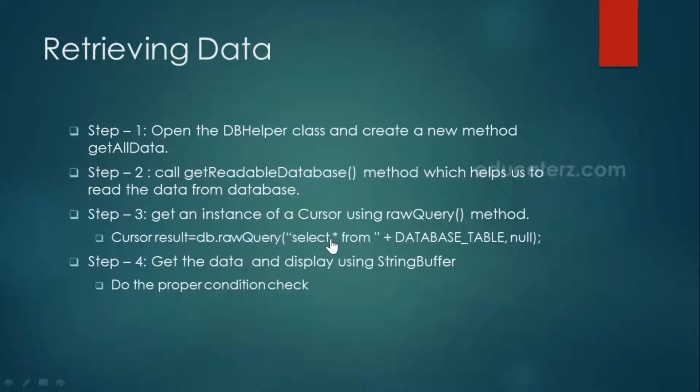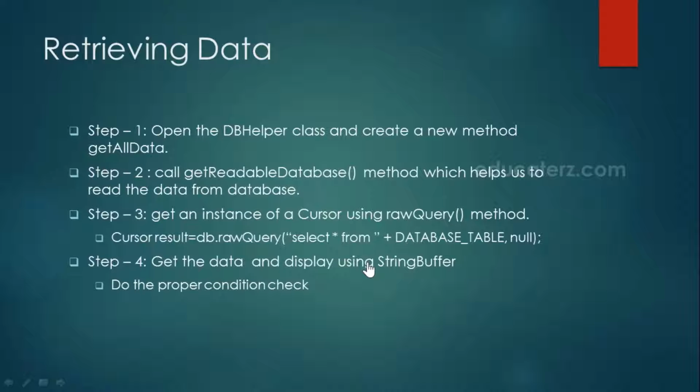That is, how to get all the data. So there is a query for us like select star from table name. So select star from the database table is going to return all the data which is there, and pass it to a cursor object, that is the result. And finally we'll get all this data and display it in our UI part, that is, in your activity.